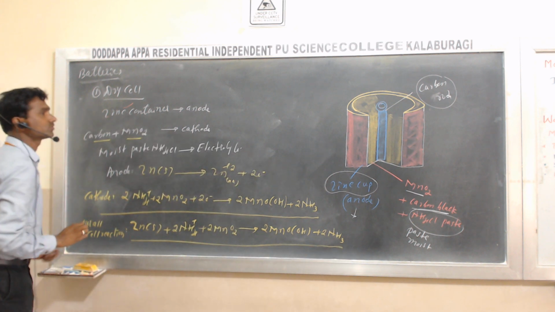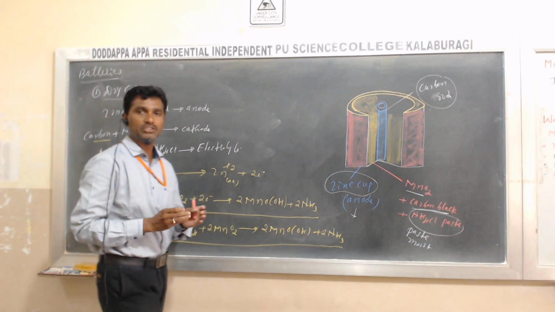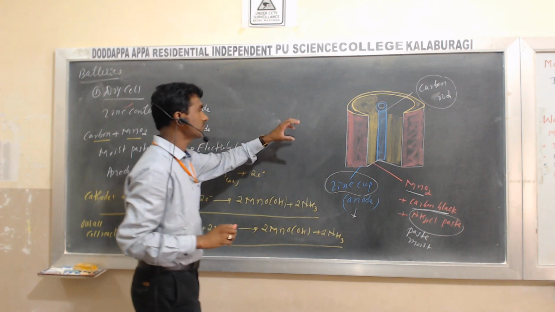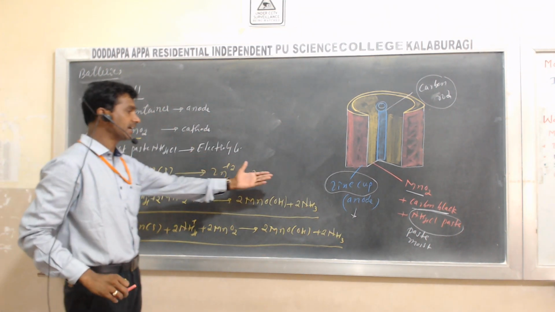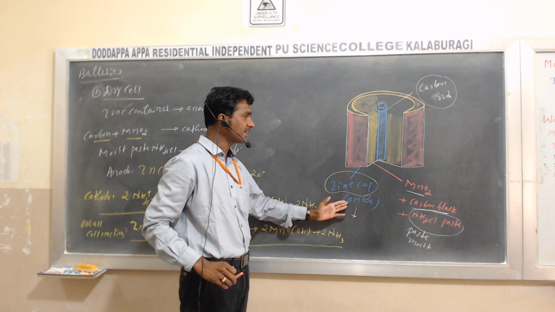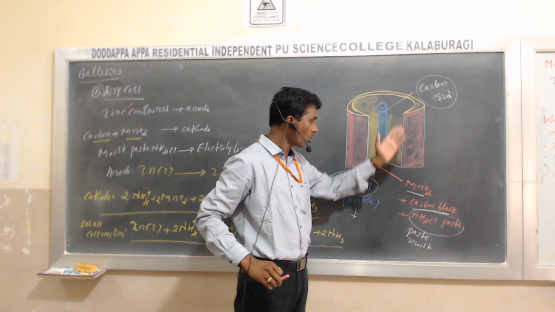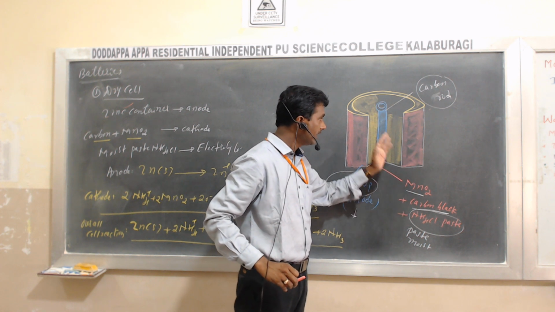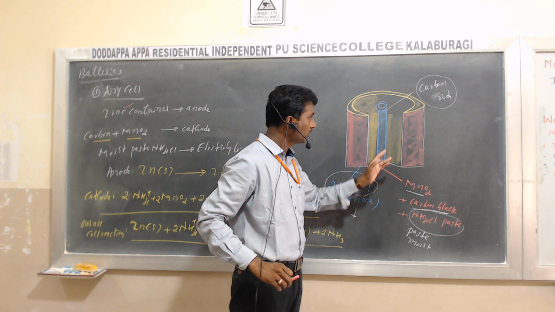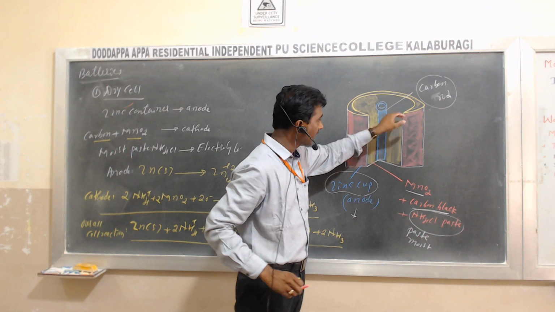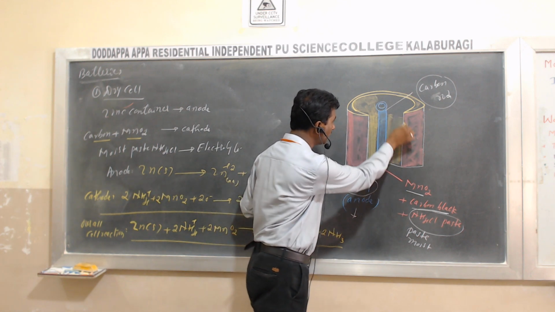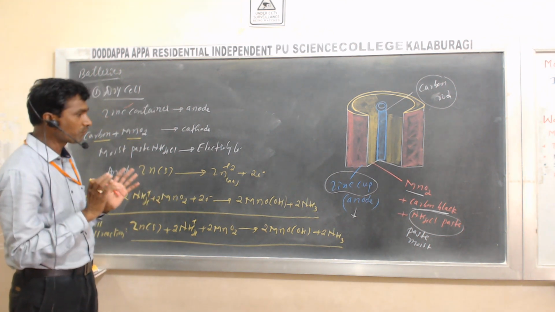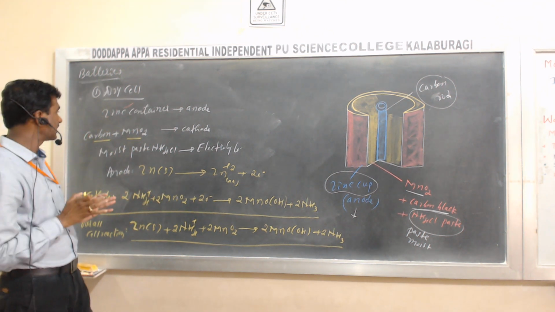This is the overall cell reaction of the dry cell. In the examination, explain the construction and working of the dry cell. First you have to write that the zinc container or zinc cup acts as the anode. The carbon rod, which is surrounded by MnO2, acts as the cathode. The space between the anode and the cathode is filled with a moist paste of ammonium chloride, which acts as the electrolyte.